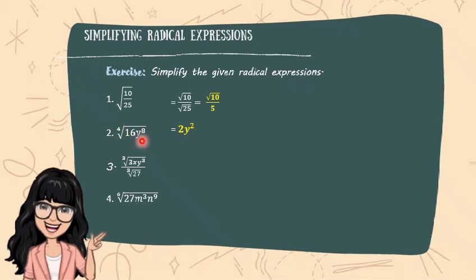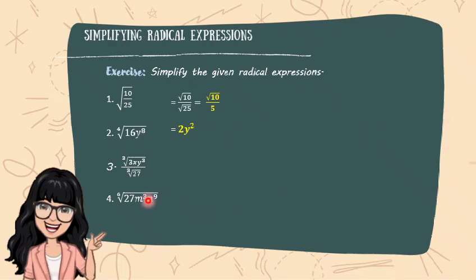Next, fourth root of y raised to 8. Again, if the exponent is divisible by the index, then you can just divide. So 8 divided by 4 is equal to 2. So fourth root of y raised to 8 is just y squared or y raised to 2. So our final answer then would be 2y squared.